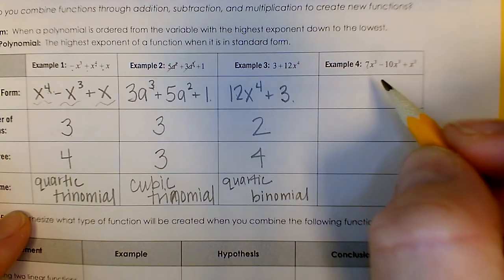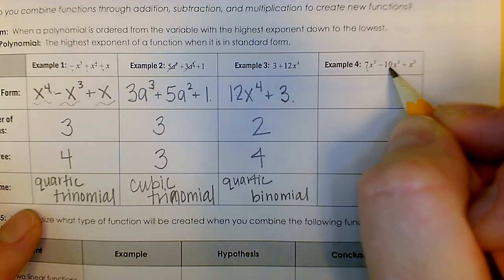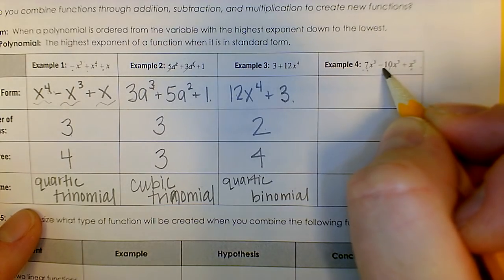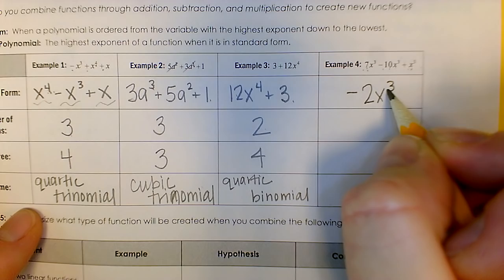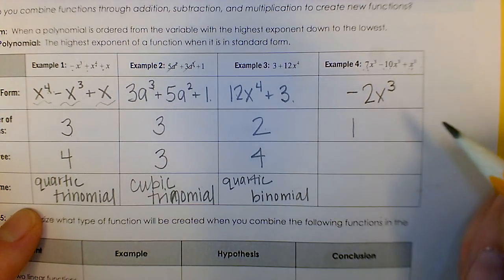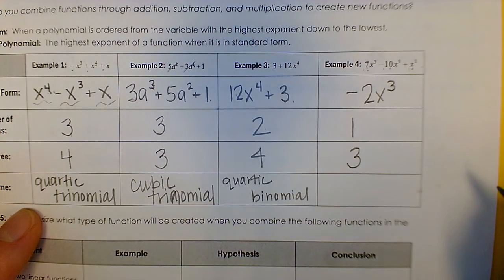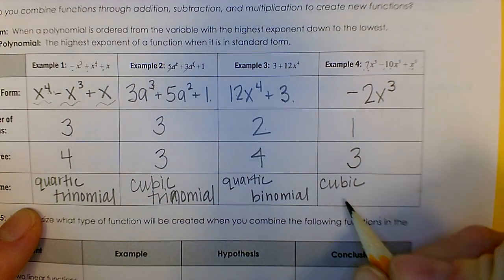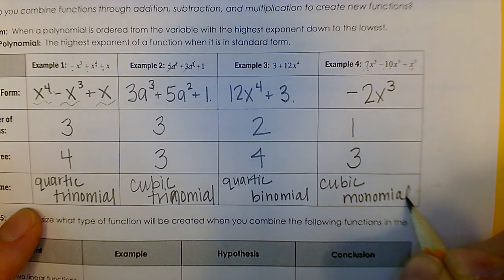So we have, it's a little blurry, 7x cubed minus 10x cubed plus 1x cubed. 7 minus 10 gives us negative 3, plus 1 gives us negative 2x cubed, right? And it has 1 term. The highest degree, or the degree, is the highest exponent, which is cubed. Cubed, again, makes it cubic. And it's a monomial. Mono, like 1, because it only has 1 part.